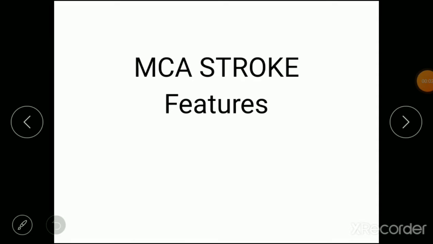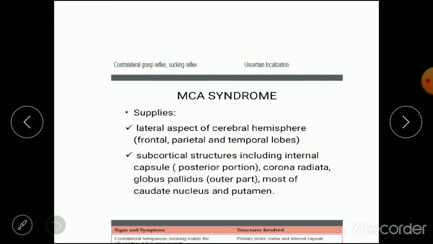So, friends, first of all we are starting with the MCA stroke features and then we'll discuss the assessment of MCA stroke. The MCA, the middle cerebral artery, supplies which parts? It supplies the lateral aspect of the cerebral hemispheres, in that the frontal, parietal and temporal lobes. Then the subcortical structures, including the internal capsule, especially the posterior portion. Then the corona radiata, globus pallidus (the outer part), and most of the caudate nucleus and putamen. These are the structures supplied by the middle cerebral artery.